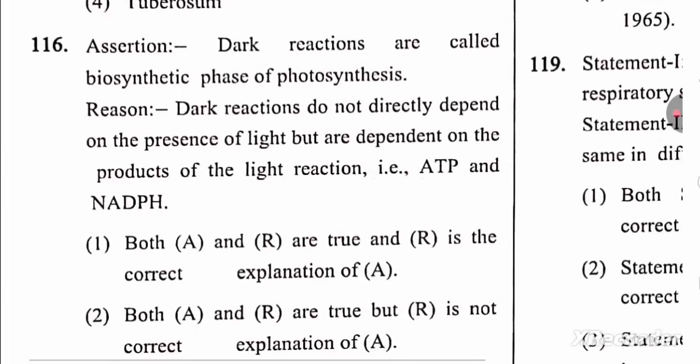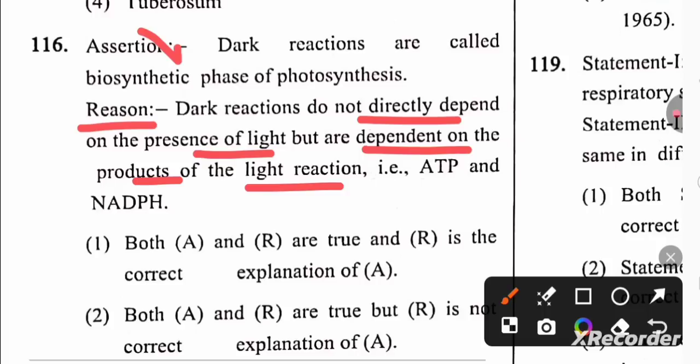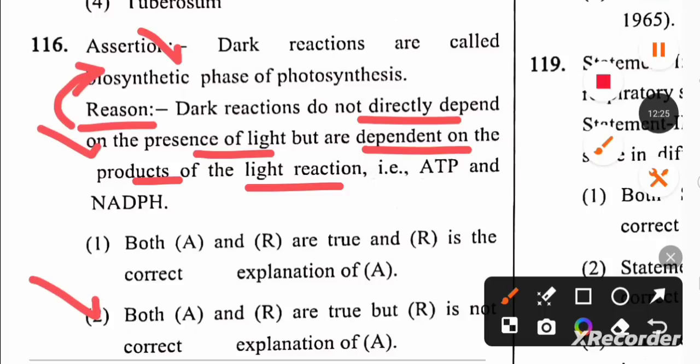Assertion based question. Dark reactions are called the biosynthetic phase of photosynthesis. So assertion is right. Reason: dark reactions do not directly depend on the presence of light, but depend on the products of light reaction. So reason is also correct, but this reason is not a correct explanation for the assertion. So option 2 is the right answer for this question. Let us move to the next question.